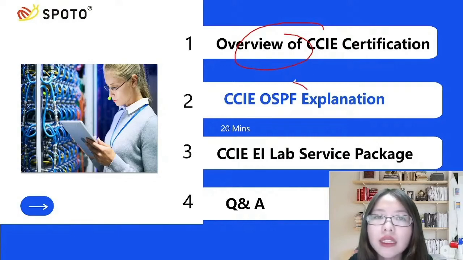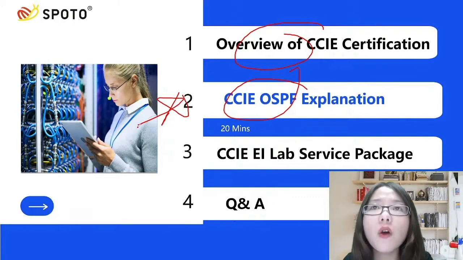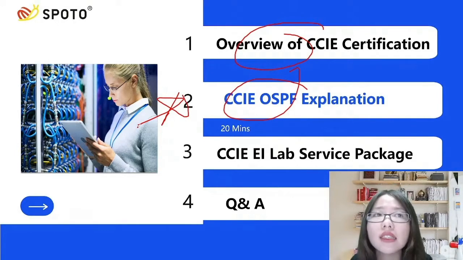Now let's go deep into the key point today: the CCIE EI lab demo explanation. So how many of you want to know about this?